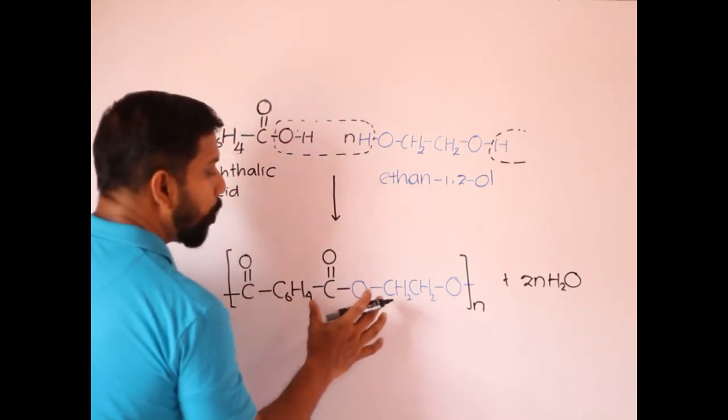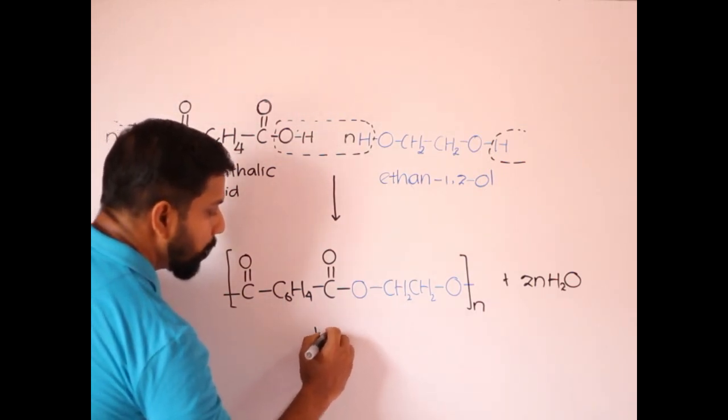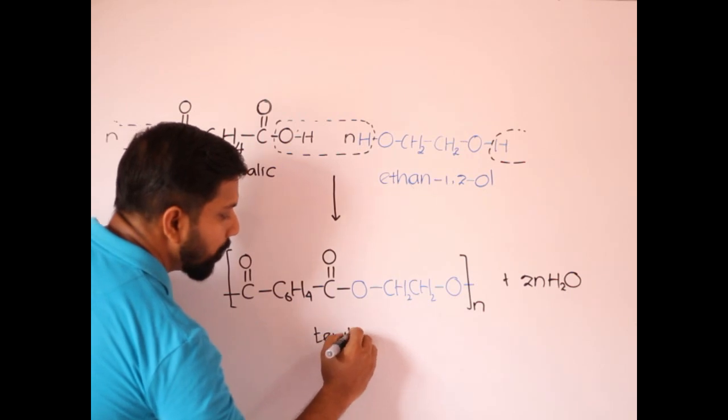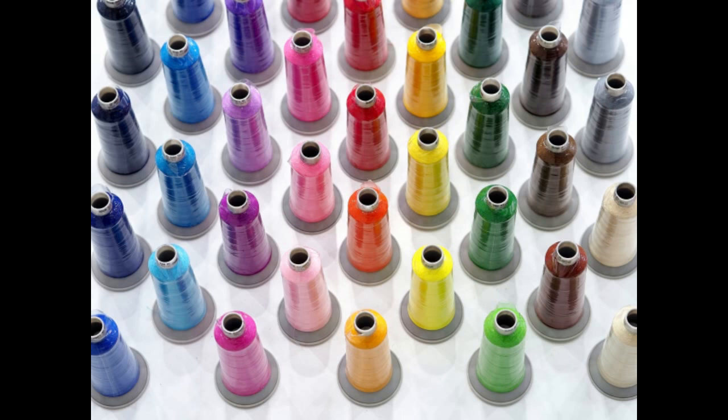The polyester you obtain here is well known in our day-to-day use. This is called terylene. Terylene is used for shirts and other clothes and also for bed linen. It's woven with cotton. The resulting fabric is more hard-wearing than cotton and doesn't crease easily. Terylene is also sold as polyester threads.